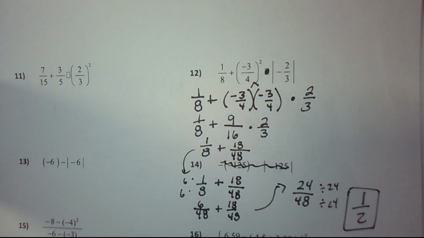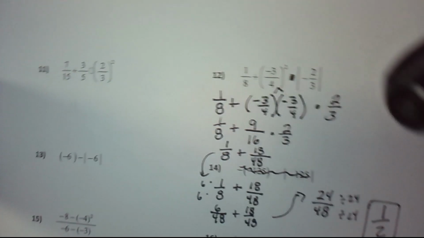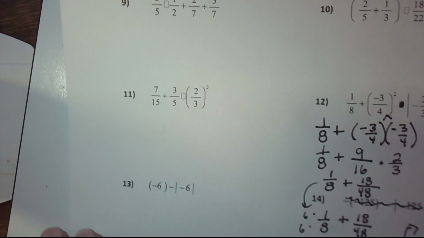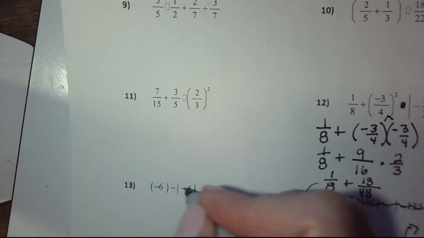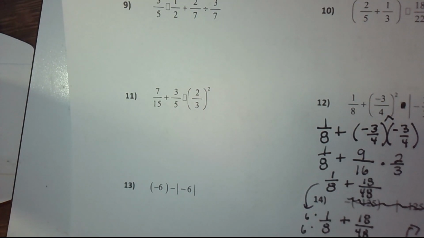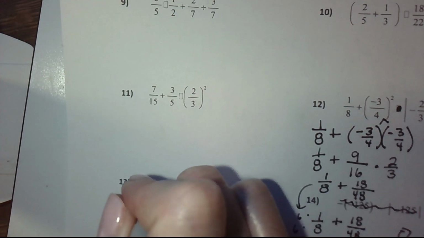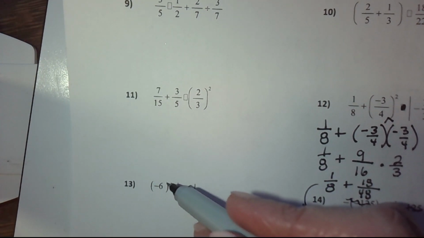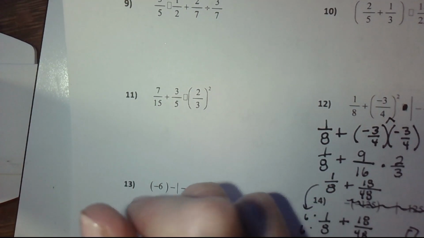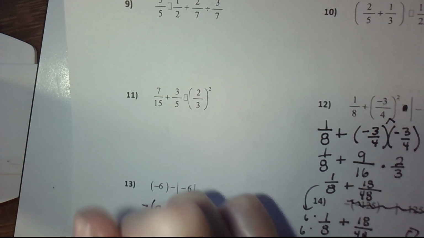Okay. And let's just do a couple more of those. So about number 13. This one has a lot of negative signs and a lot of absolute value. So you're going to have to be careful here. So there's no reason for these parentheses to be here. This is not being raised to a power or anything like that. So I can just go ahead and get rid of those front parentheses.